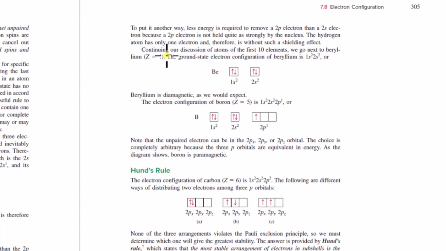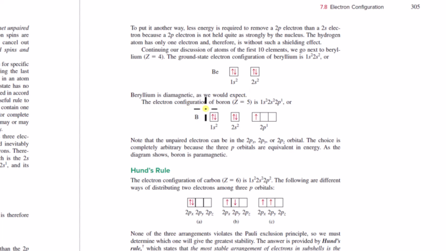All right, continuing our discussion of atoms of the first 10 elements, we go next to beryllium with atomic number 4. The ground state electron configuration of beryllium is 1s2, 2s2, like shown here. You just add an electron with opposite spin to the 2s orbital. Beryllium is diamagnetic, as we would expect. You don't put beryllium into a machine that tests for magnetism and find that it's all of a sudden strongly attracted by a magnet. It's diamagnetic, slightly repelled by a magnet.